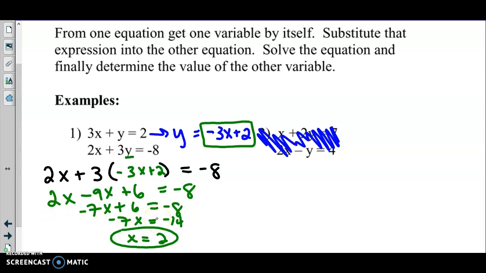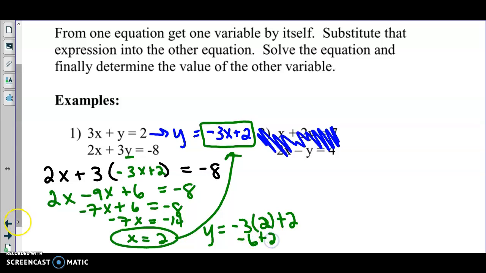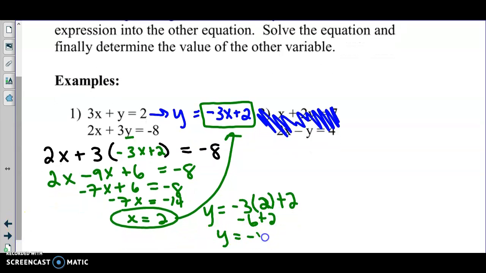Awesome. Circle it. People will circle it, say, woo, I'm done. But what do they forget to do? If you are looking for a solution, you are looking for a point, you're looking for a coordinate. So we need the y value. That's why I box the expression that our first variable is equal to. It stands out to me when I'm going back to look at what the question was asking me. So plug in 2 for your x to find y. So y equals -3 times 2 plus 2, -6 plus 2. So in this case, y equals -4.